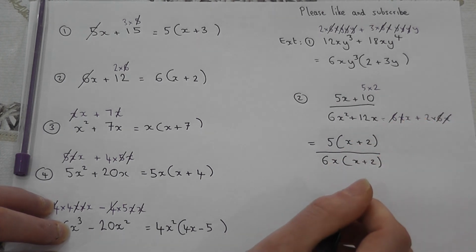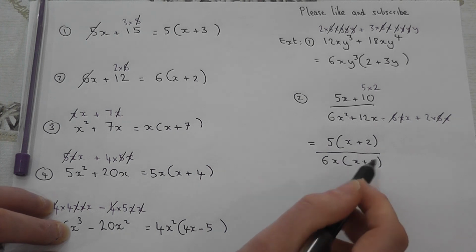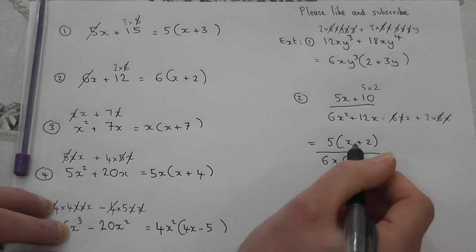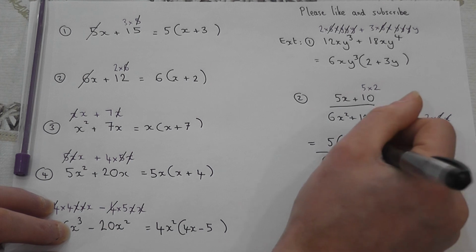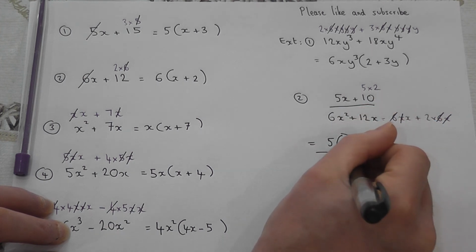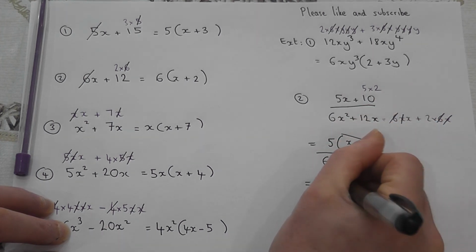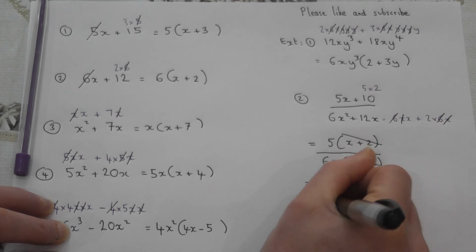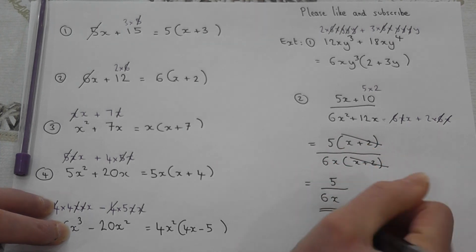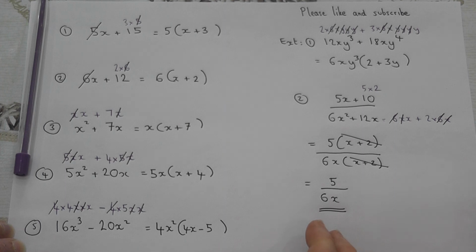And then to simplify down the fraction, you look at what's the same factor. There's an x plus 2 here and an x plus 2 here. That cancels off. And the answer is 5 over 6x. So that video reviews a range of linear factorisings. The next video looks at factorising when you've got 2 brackets.